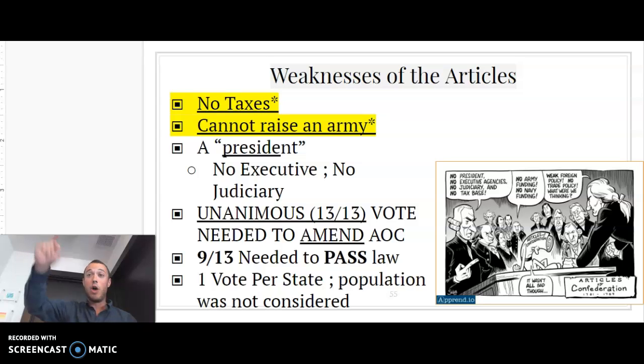All right? No taxes. All right? The Articles of Confederation can't levy taxes against the states. Uh-oh. They also can't raise their own army. Uh-oh. Now, look, these come from the ideas of, remember where they're coming from. They're coming from old King George. All right? So no taxes, can't raise an army. This kind of makes sense.